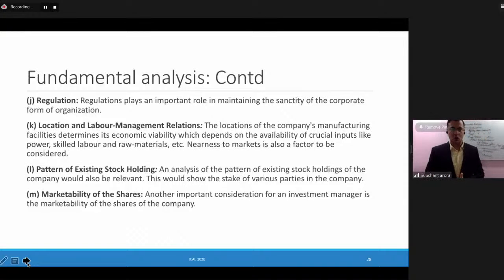Key point is location and the labor management relations. Depending on what kind of manufacturing facilities you are getting, you need the appropriate skilled labor, raw material, etc. Again, this needs to be considered.